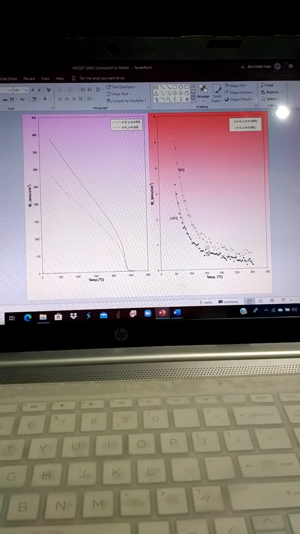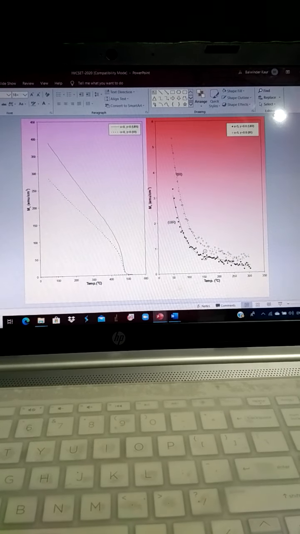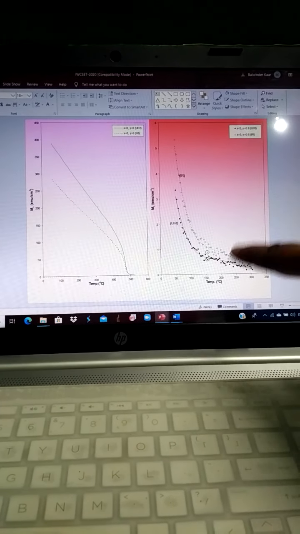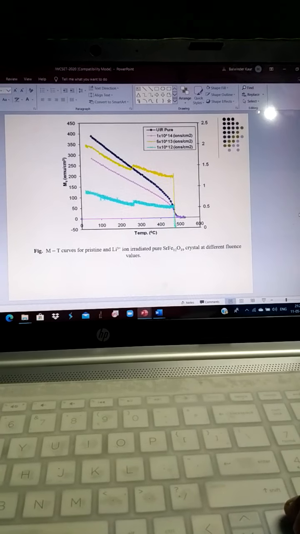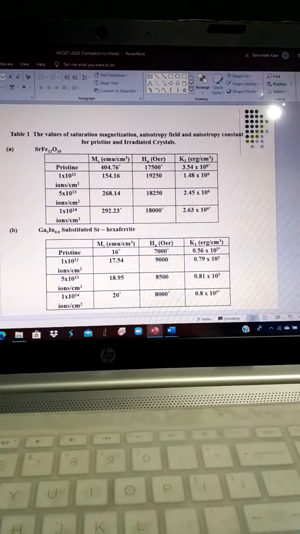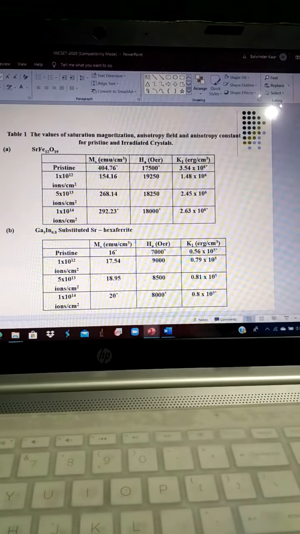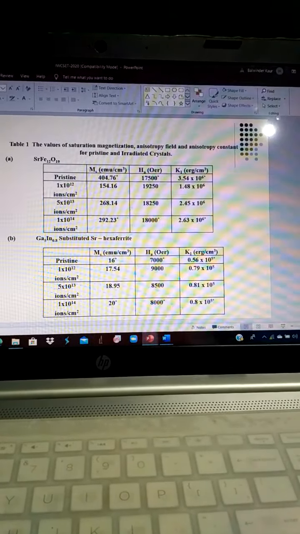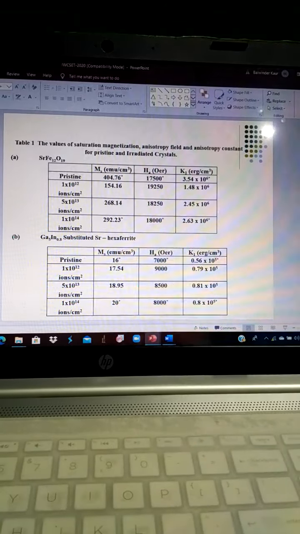So these are the Curie temperature measurements. The solid curve shows the MT curve for the pristine sample and dotted for the irradiated one, and the second curve is for the first substituted composition, and this is with fluence value in case of pure strontium hexaferrite crystal. When we see the table, in pure strontium hexaferrite the value of saturation magnetization is 404, which decreases with irradiation at the first fluence value, and further it increases with the increase in fluence value, and similar behavior was seen in the first substituted composition also.